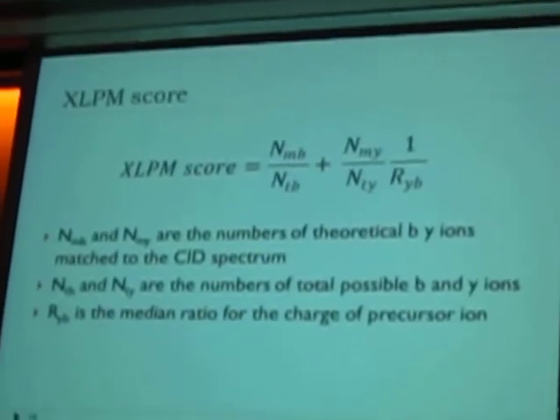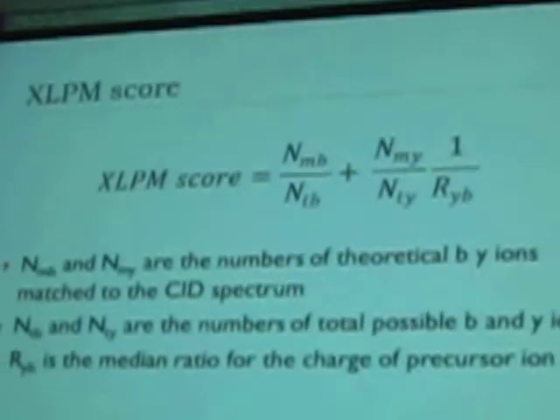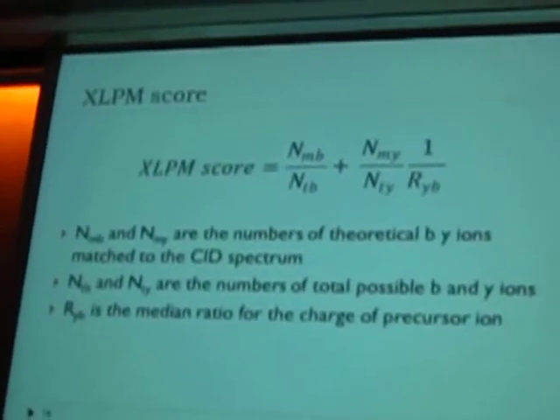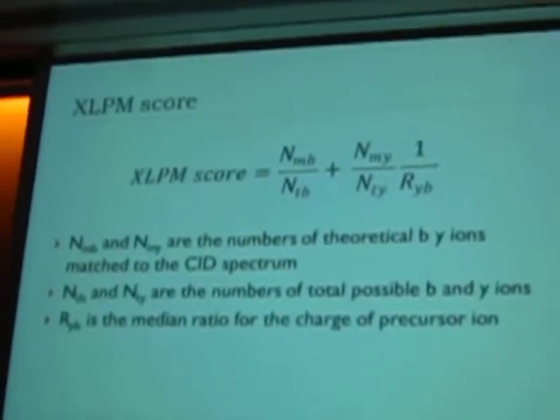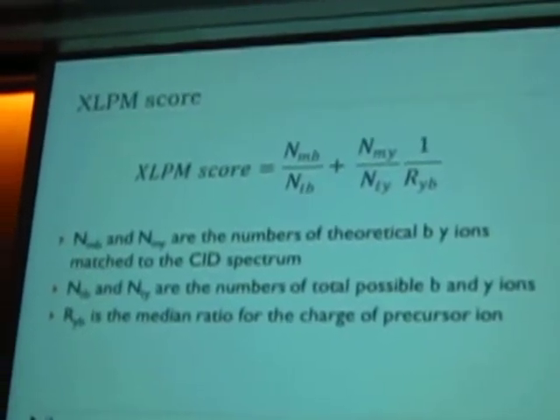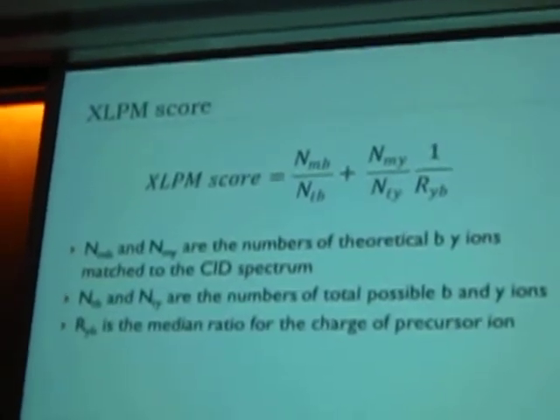This is the scoring method we are using. It's basically an extension of percentage match. So it's the fraction of B ions and the fraction of Y ions. But as we are not looking at all the Y ions, that fraction gets corrected by the median value we just observed from the NIST data.